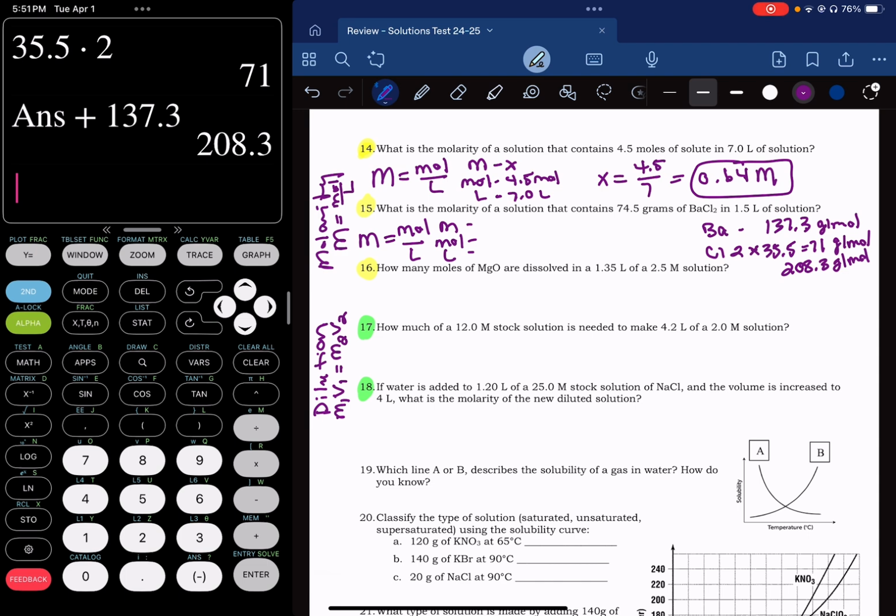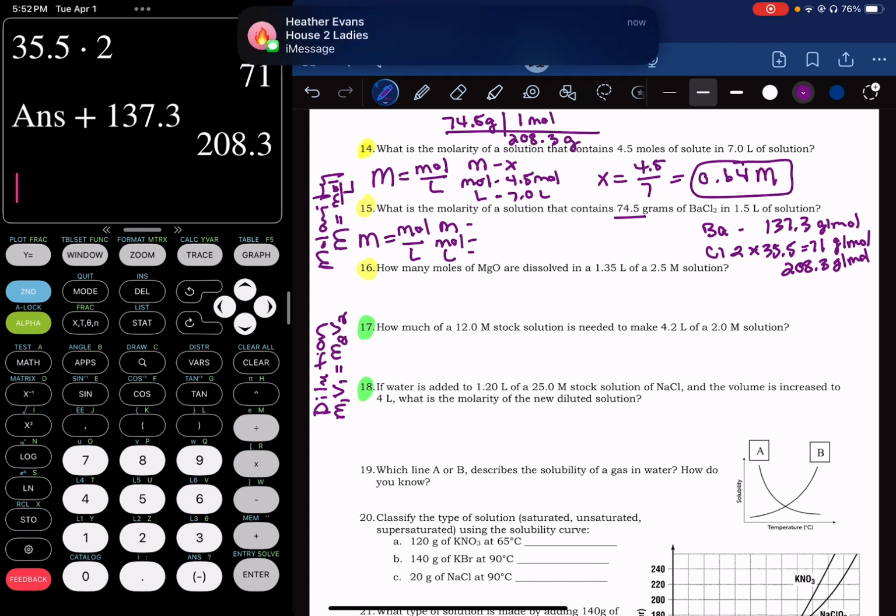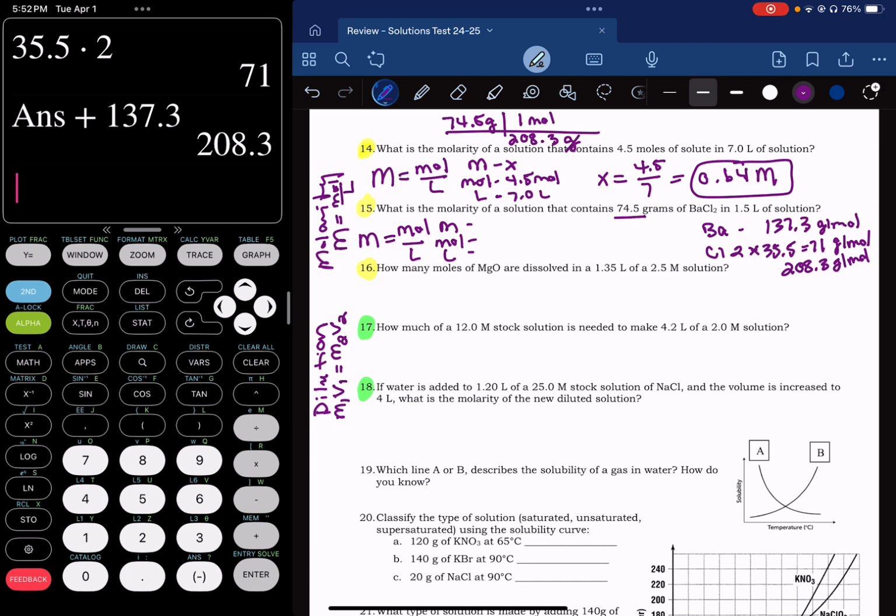All right, so we are given 74.5 grams of barium chloride, and the molar mass is 208.3 for 1 mole. Okay, so 208.3 grams for 1 mole. And so now these units cancel out, and we're going to be left with that mole unit, thank goodness, because that's what we need for our molarity formula.